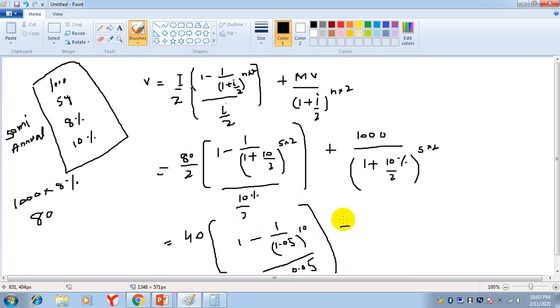Plus 1000 divided by 1 plus 10% divided by 2, 5%. So 1 plus 5% is equal to 1.05, and raised to the power 5 times 2 is 10.